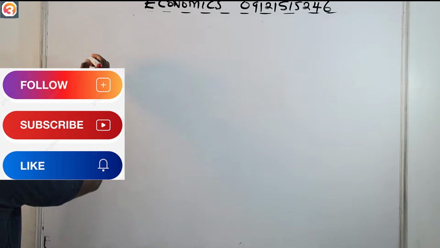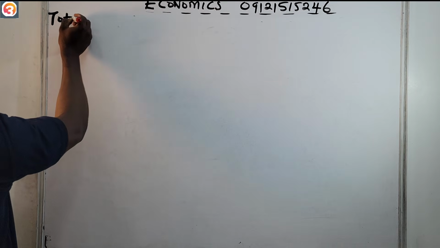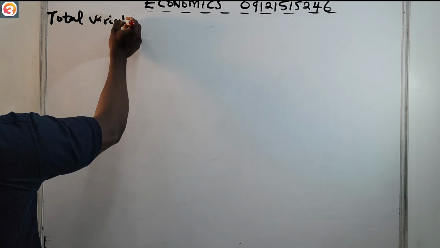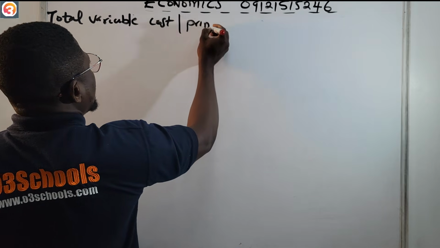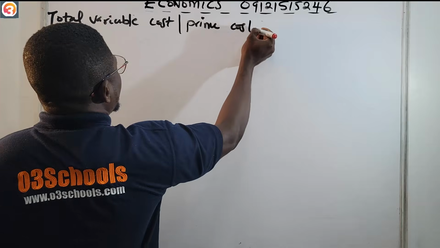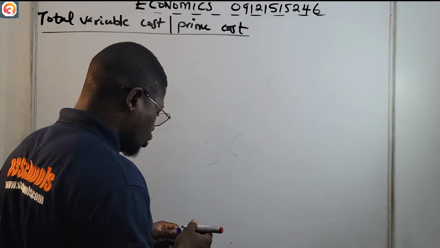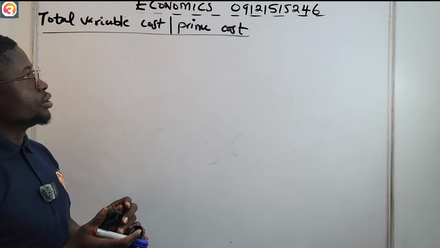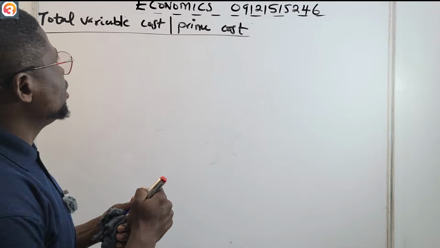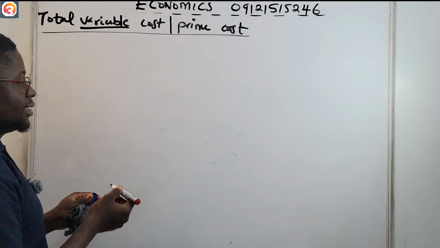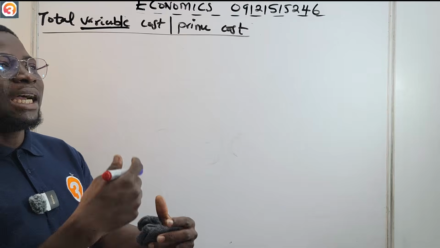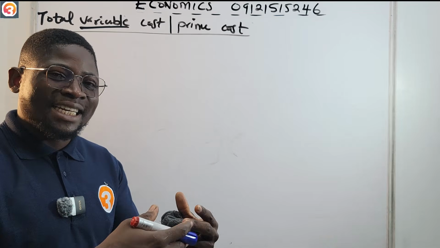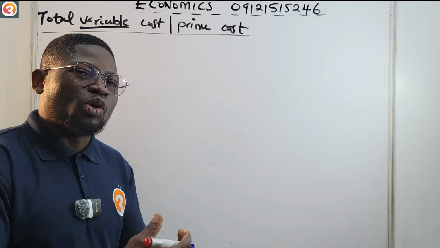Okay, so let's begin with the total variable cost. Total variable cost. Okay, what we call the prime cost. All right, so total variable cost, the one we call prime cost. The keyword here is variable. All right, that means it changes. Things that change. All right, look at it as the total money a business spends on things that change when production changes.